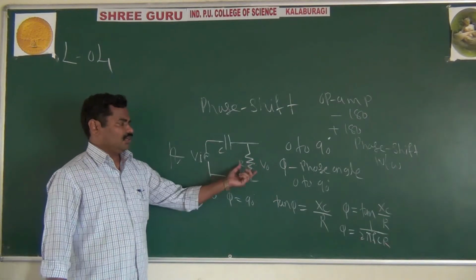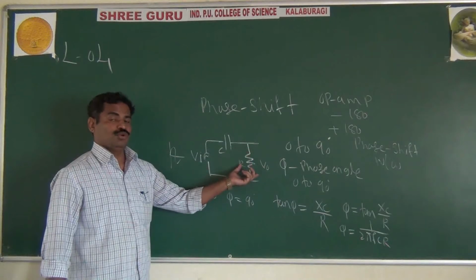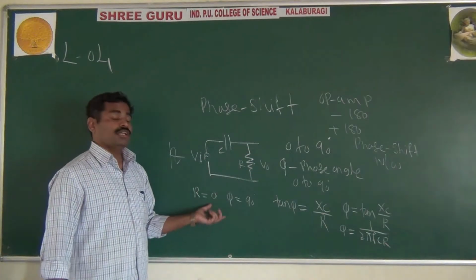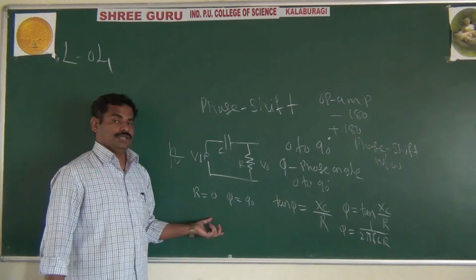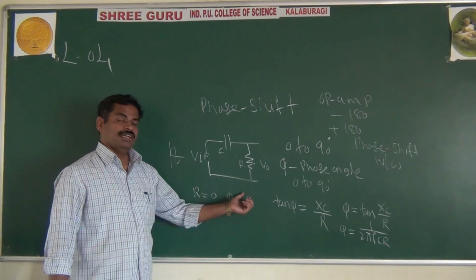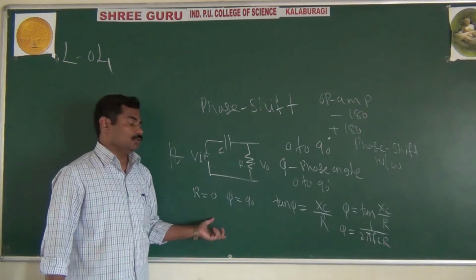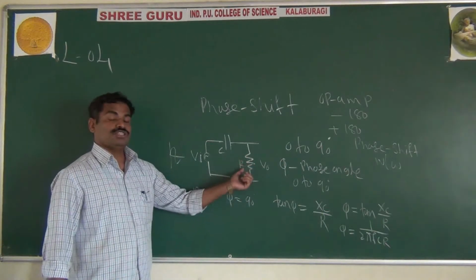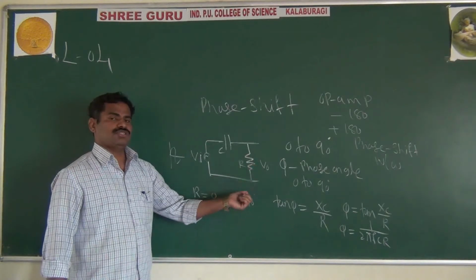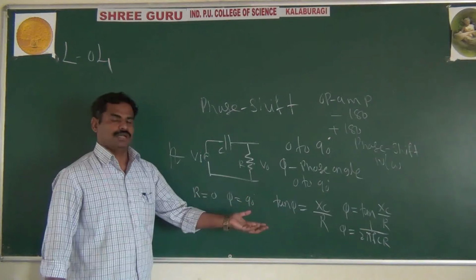If you take R equal to 0, then where will we measure the output? And also the gain reduces. So if you take R equal to 0, we may get a phase angle of 90 degrees, but it is practically not possible to get a resistance value of 0, because then where will we measure the output voltage, and the gain also reduces.